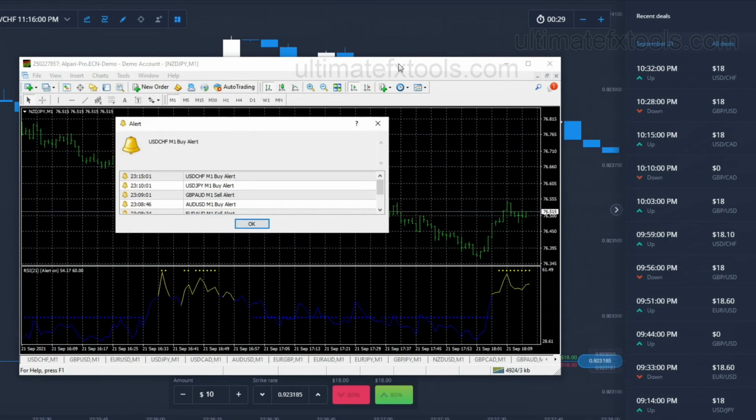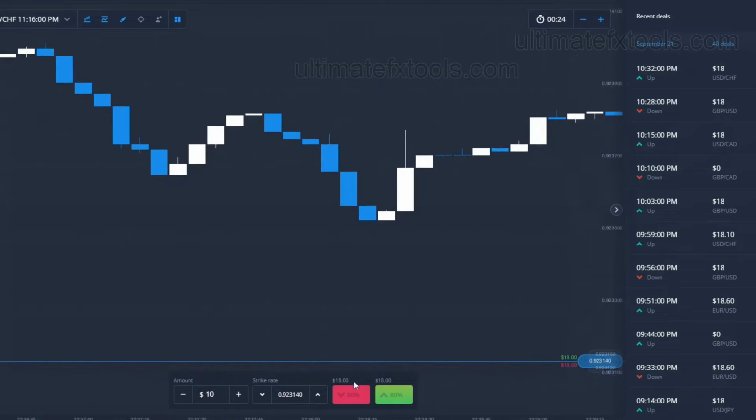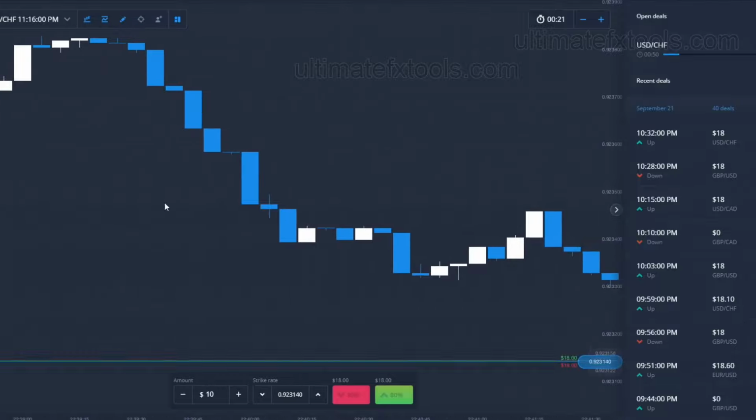Take a look at the MetaTrader alert window. It pops up with a small window and generates a USD CHF buy alert. Let's execute it to trade. This trading method is best used with an expiration time of 1 minute to 2 minutes.